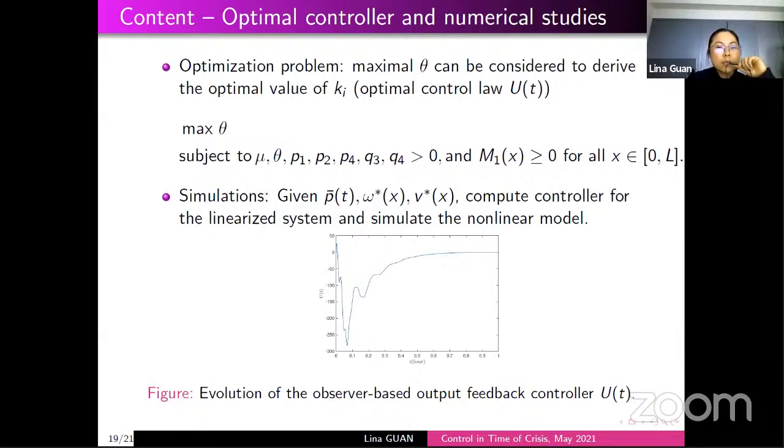In order to validate the performance of the observer based output feedback controller, we need to do the numerical simulations. The parameters rho bar, omega star(x), v star(x) are given. We compute the controllers for the linearized system and simulate the nonlinear model. From the first figure, we can see the evolution of the observer-based output feedback controller u(t).